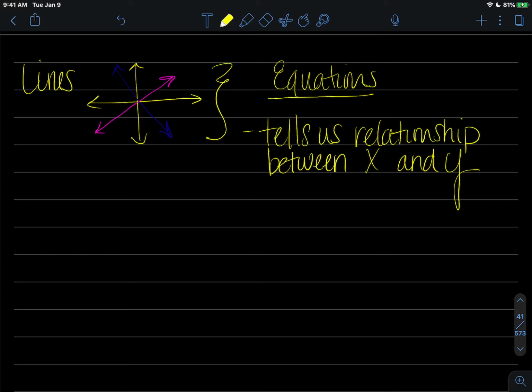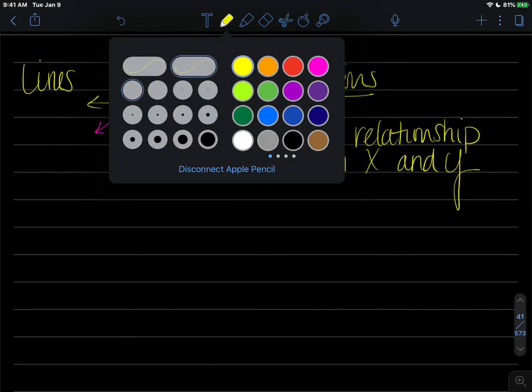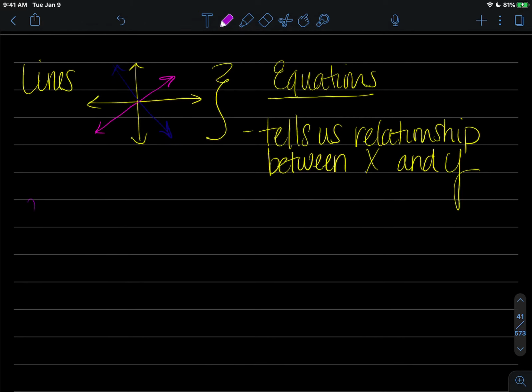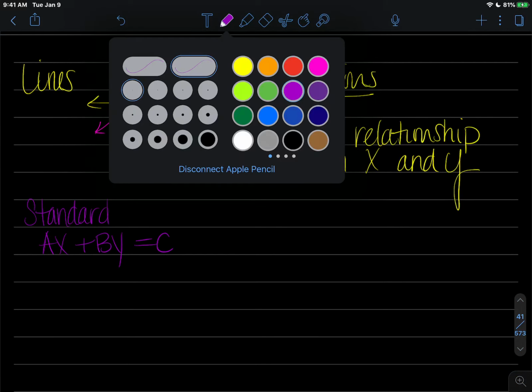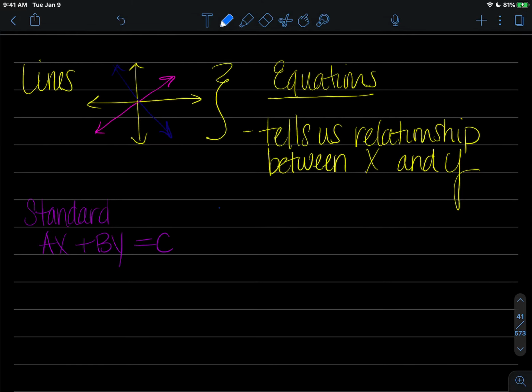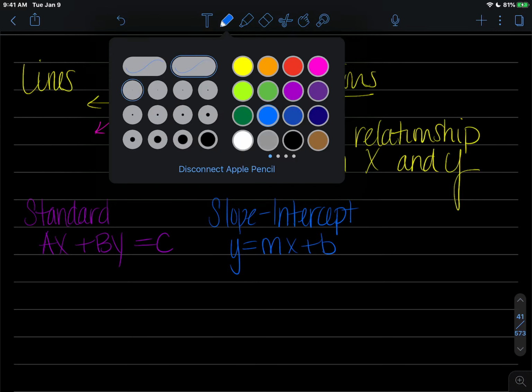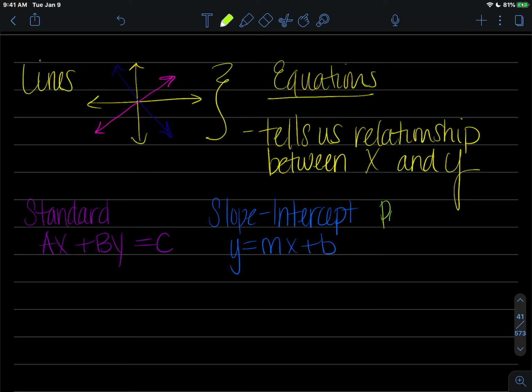Now that we understand that, let's talk about the different equations that we have. So there's three that I know of. There's standard, there is the one that people are mostly familiar with called slope-intercept, y equals mx plus c, and of course there's point slope. And this one has a very, very specific purpose, okay?